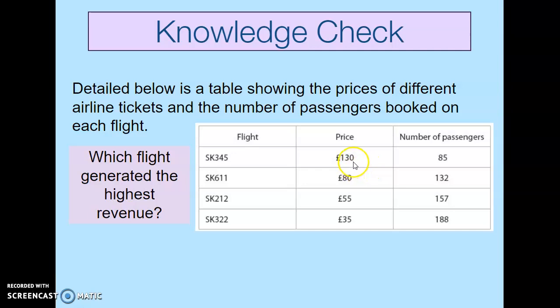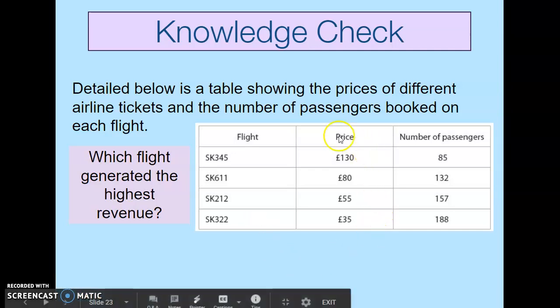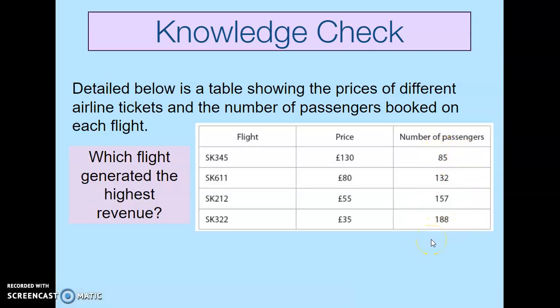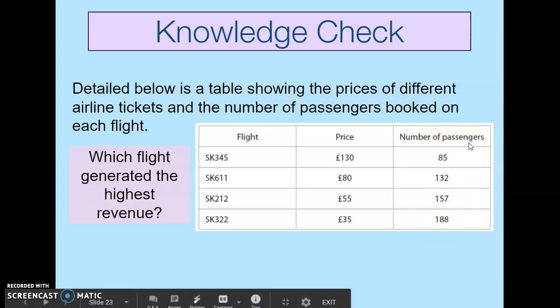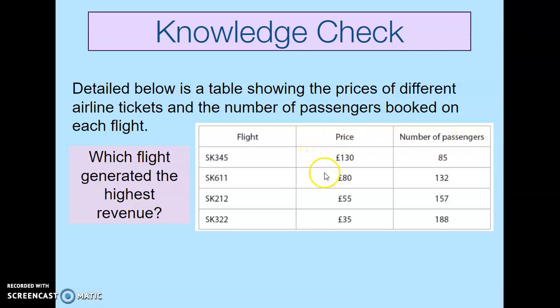Your task here is to understand which one of these flights generated the highest revenue. And remember that the formula to find the revenue is the price times the number of goods or services sold. In this case, the number of passengers are individuals buying that service provided by the airline. So what we need to do is the price times the number of passengers, and we will get the revenue. So if you could please do that calculation here and find out the flight that generated the highest revenue.